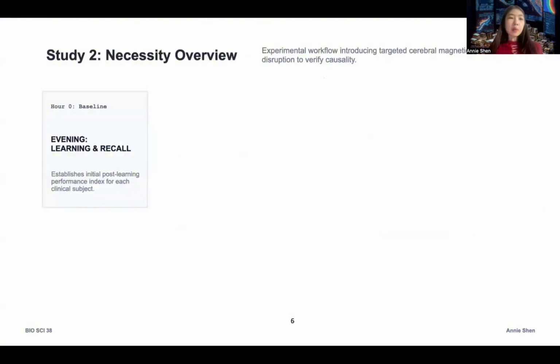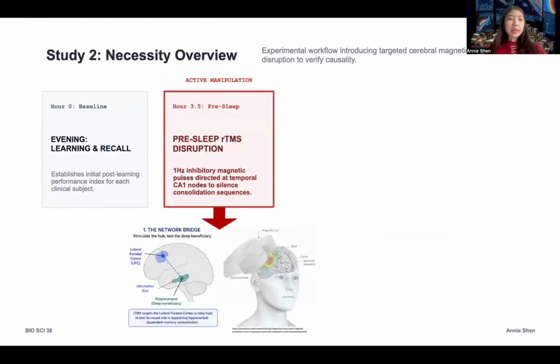Study 2 uses a within-subject crossover design to test necessity. Participants first learn word-image pairs and then complete an immediate recall test before sleep. This established a baseline measure of encoding performance. Next, researchers applied repetitive transcranial magnetic stimulation, or rTMS. This is a non-invasive method that uses magnetic pulses to temporarily suppress activity in a targeted brain region.